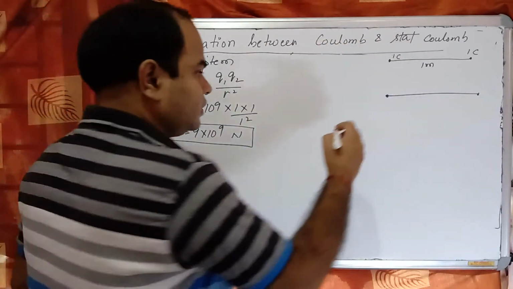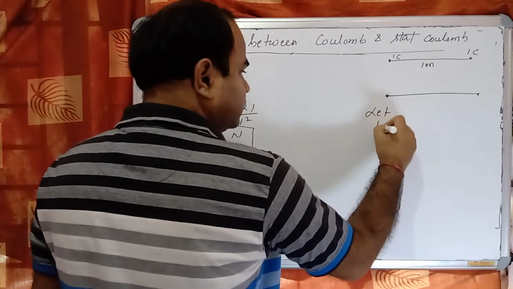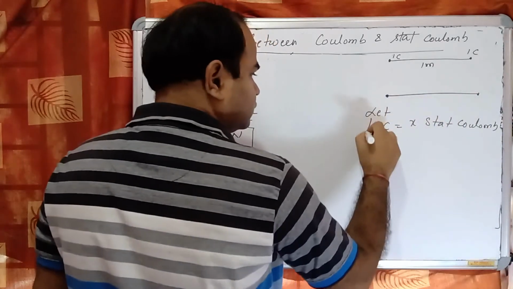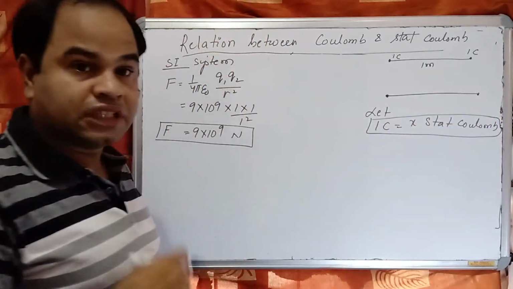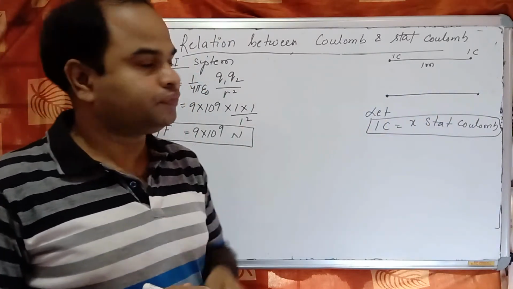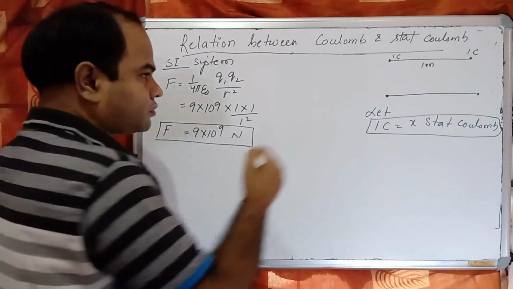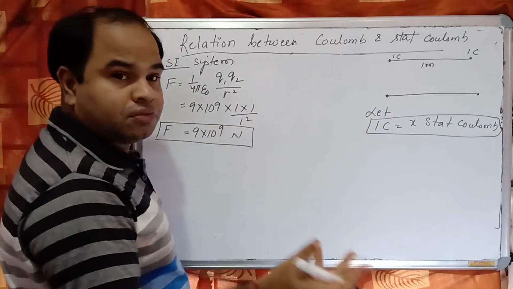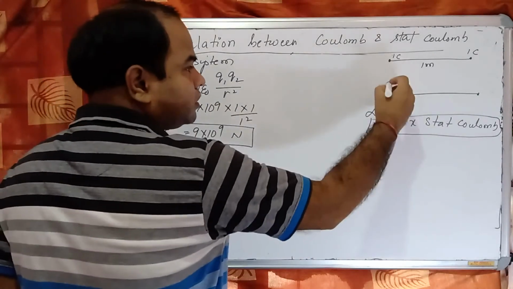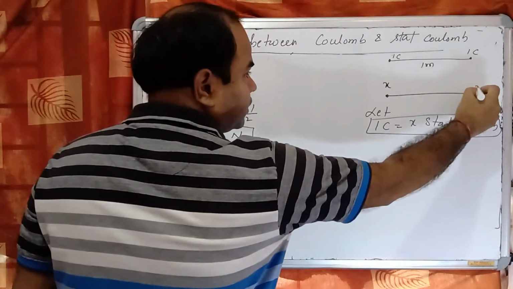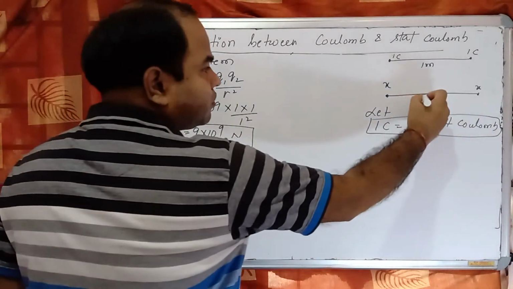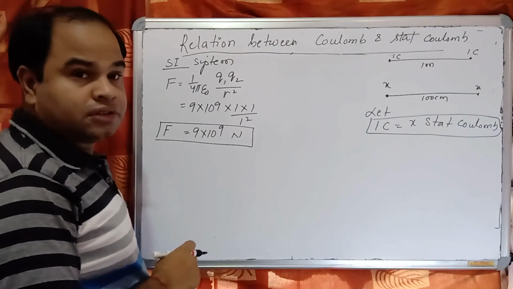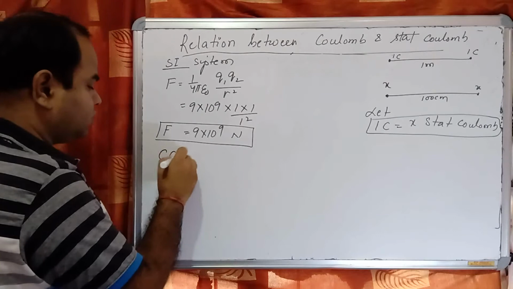So let us consider 1 coulomb is x statcoulomb. Now if we write the same force in the CGS system, instead of 1 coulomb it will be x statcoulomb, this is also x, and the distance between them will be 100 cm. So let us write the value of this same force in the CGS system.